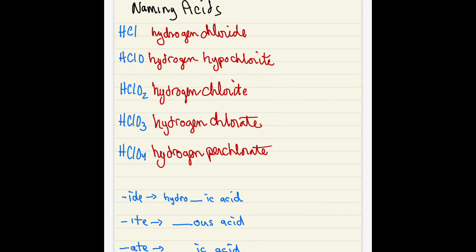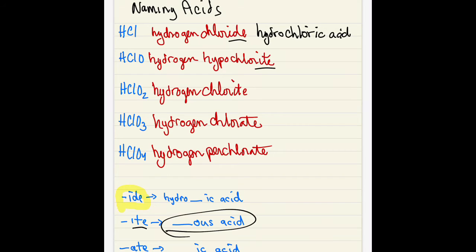If the anion ends with the letters IDE, then it's going to be a hydro, whatever the base of the anion is, ic acid. So on the first one, we've got hydrogen chloride. So that will be hydrochloric acid. Hydrochloric acid. The hypochlorite, that is the ite ending, ide there, ite here. If it's ite, we change it to OUS acid.